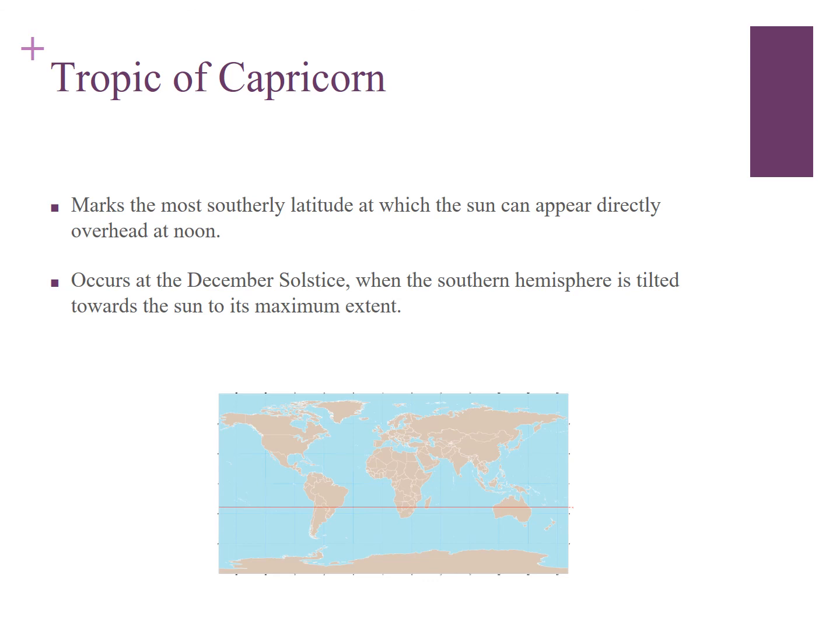You will note these are zodiac signs, but the Tropic of Capricorn marks the most southerly latitude at which the sun will appear directly overhead at noon. The day this happens is December 21st, the December solstice, and in the southern hemisphere, that marks the brightest, longest day of the year. However, in the northern hemisphere, you will note December solstice does not mean that. It is the exact opposite. It is the shortest daylight in the northern hemisphere.